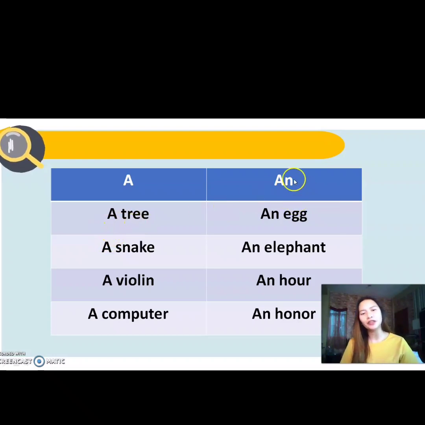So how are we going to use an? An egg. So we have here the E as your vowel, and we use an egg. We have an elephant, an hour. So we have here the silent H, which is considered, so we are going to use an, because it is pronounced in a vowel form. We have an honor. So it is again a silent H.